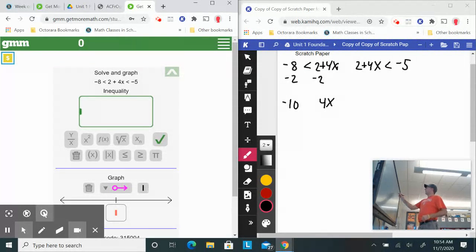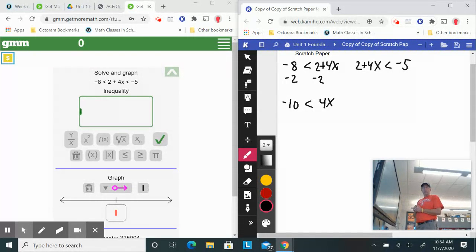On the right side, notice I subtracted 2 from both sides, or added negative 2 to both sides. I get negative 10 less than 4x. And the sign would stay the same. Only reverse the sign if you're multiplying or dividing by a negative. Now I'm going to divide by 4 to get x by itself. I divide by a positive, so I keep the sign the way it was. And a negative divided by a positive is a negative.